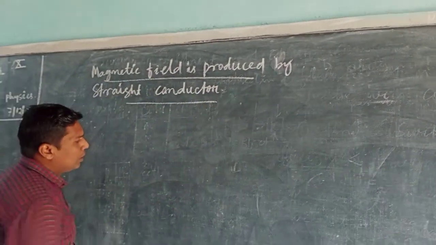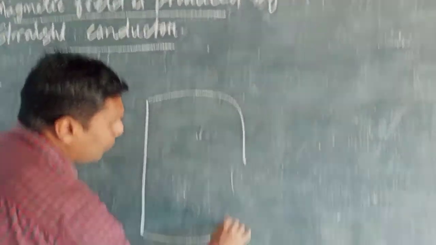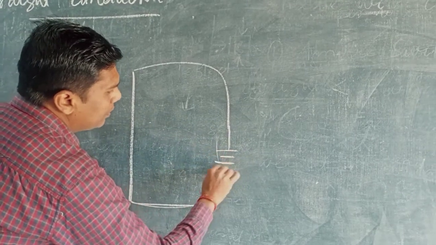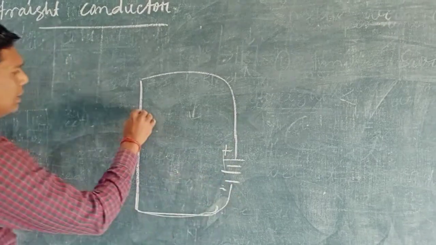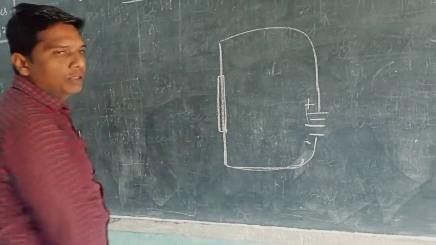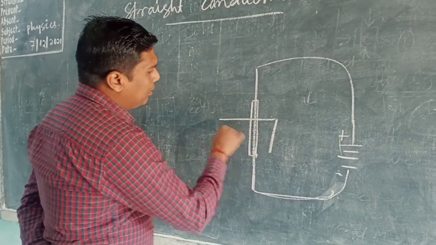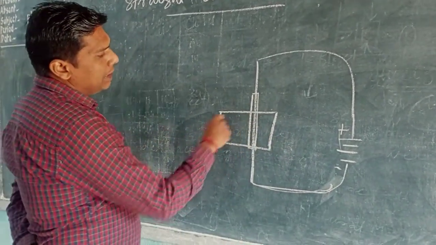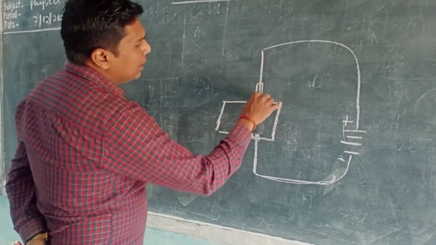See here. Suppose this is one straight conductor which is attached to a battery. Clear this one? This is positive, this is negative. This is the straight conductor. Clear this one? So in this case, suppose we will observe, we will take one cardboard here, a cardboard like this. That means in this case, this cardboard is entering through this one here.